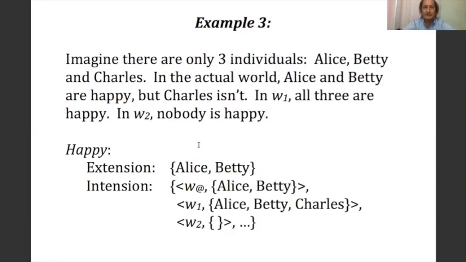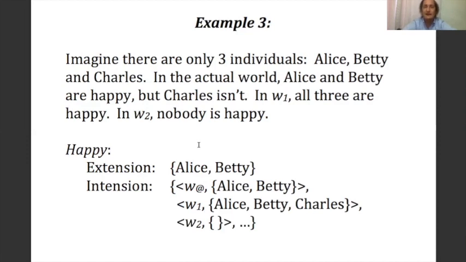For our third example, I see I haven't updated my slide. We're going to imagine that there are only three individuals: Alice, Betty, and Charles. I wanted to say Donald Trump, Barack Obama, and Hillary Clinton. In the actual world, Alice and Betty are happy, but Charles is not. In world W1, all three are happy, and in world W2, nobody is happy.